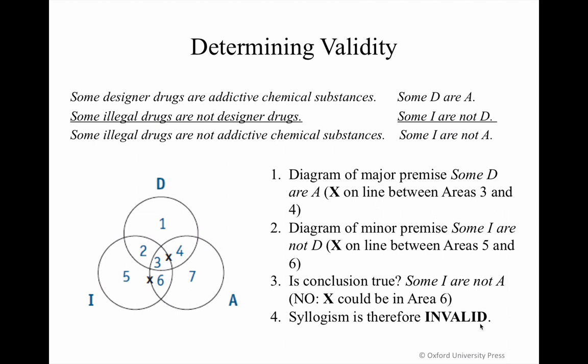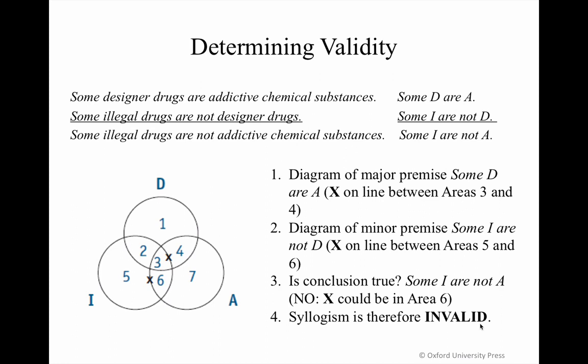Notice that the subject of the conclusion, in this case, is illegal drugs, and that term has been replaced with a capital I, just to make the structure more clear. And then addictive chemical substances is the noun phrase that is the major term that's replaced with A. And then the middle term, designer drugs, is replaced with D.